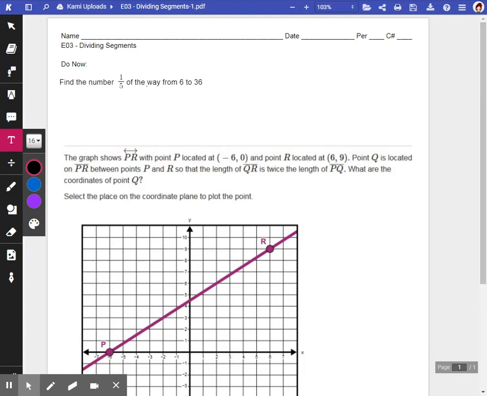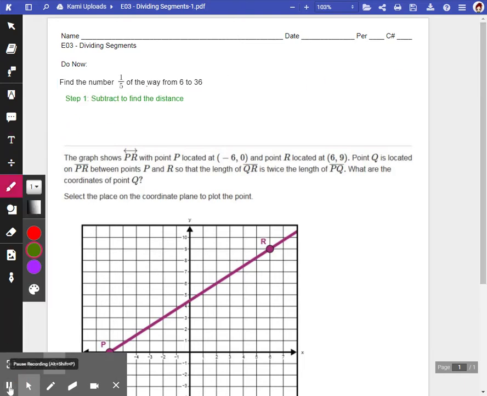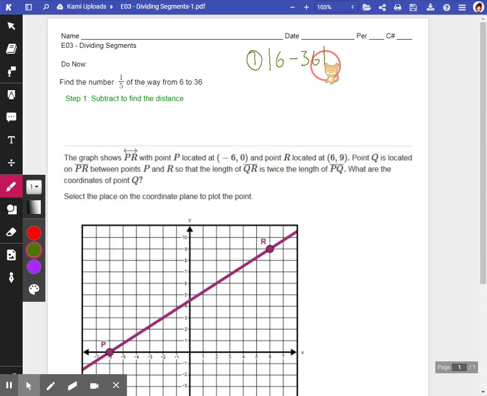So step one is to subtract to find the distance between the two values. So I want to find how far apart 6 is from 36. So 6 minus 36 is -30, but we're talking about distance, so we only care about the absolute value.